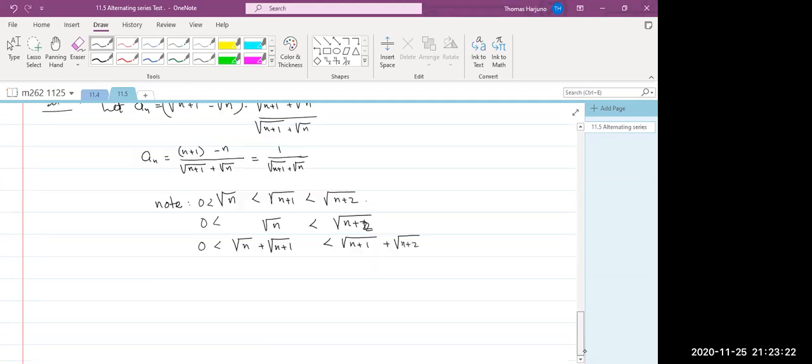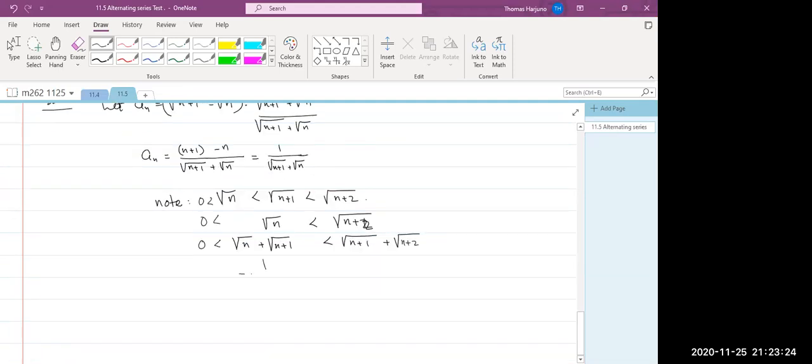Why do I need non-negative? Because when I do the reciprocal, I can show that it is non-negative and decreasing. Right? Basically, a sub n is greater than a sub n plus 1. Now, you see that I have shown that it is decreasing. Right? Okay.